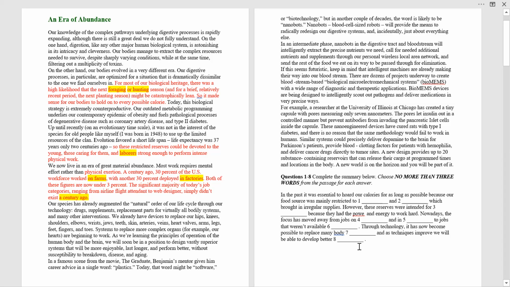So now we are left with only two questions here. Through technology, it has now become possible to replace many body dash. Replace many body dash. And as techniques improve, we will be able to develop better dash. So replace and develop better: these are the main key notes, and through technology, now possible. So let's see what our answers can be. Let's go back to the passage following.